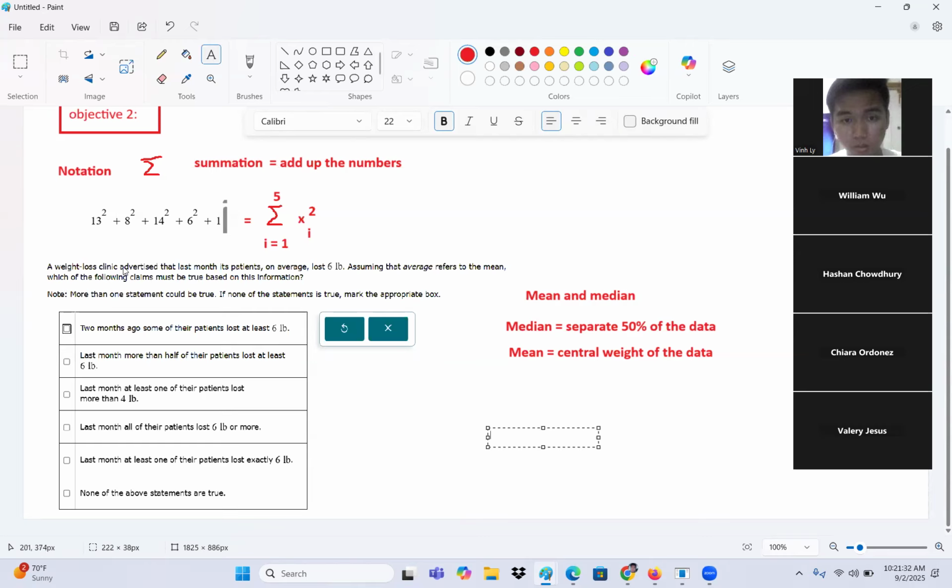A weight loss clinic advertised that last month its patients on average lost 6 pounds. Assuming that the average refers to the mean, which of the following claims must be true based on the information? So we have the average, which is the mean, equal to 6 pounds.